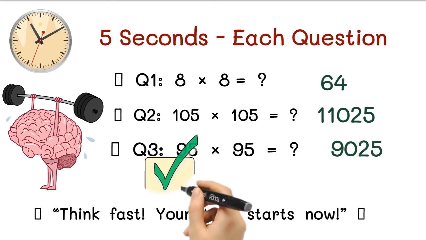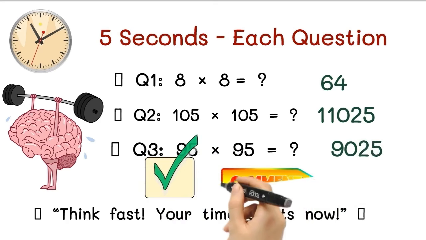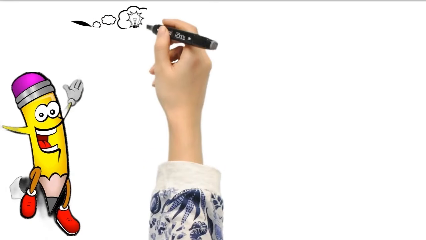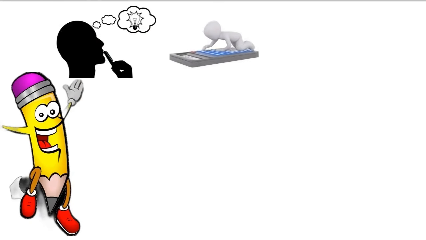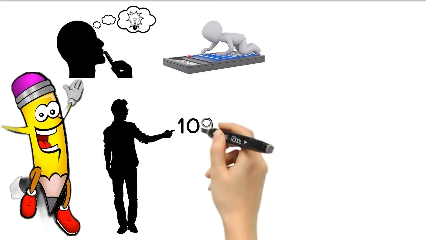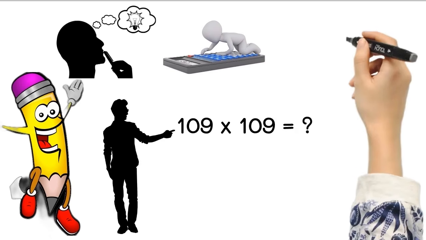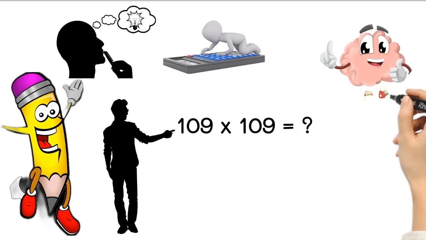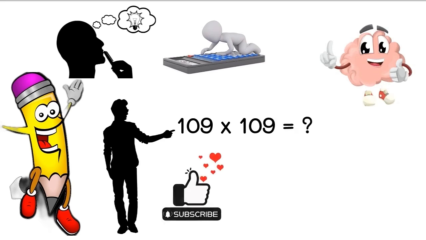How many did you get right? Comment below and let me know. Wow, you've just learned a super powerful math trick to multiply faster than a calculator. Here's a challenge for you. Try 109 times 109 using this method and comment your answer below. Let's see who gets it right first.